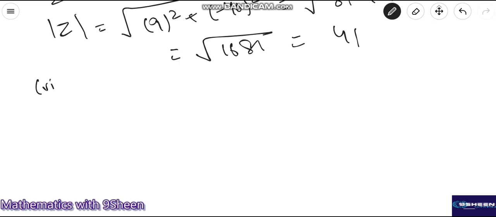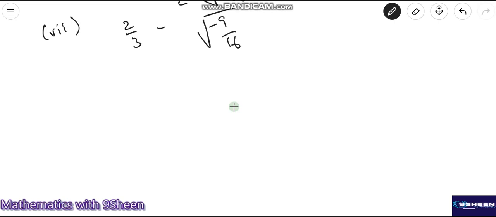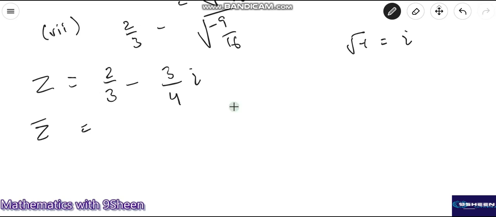Number 7 part, 2 by 3 minus root minus 9 by 16. अगर स्क्वायर रूट के अंदर आपके पास नेगेटिव साइन हो तो वो रिमूव होकर इमेजिनरी में चेंज हो जाता है. 9 का रूट तो 3 है, 16 has the root of 4, and root minus 1 is equal to iota. That means it is iota. 2 by 3 is your real part, minus 3 by 4 is your imaginary part.